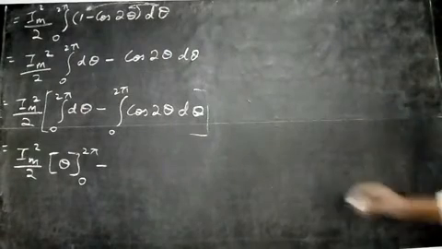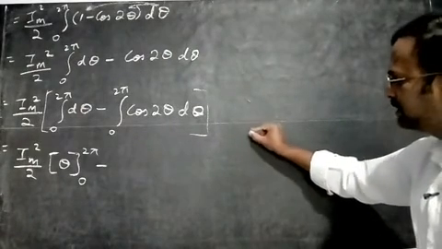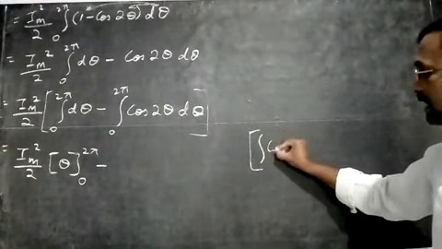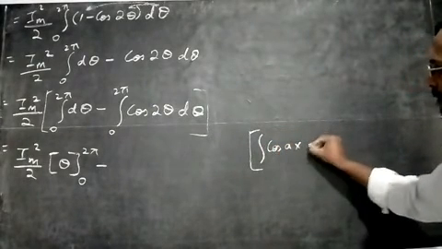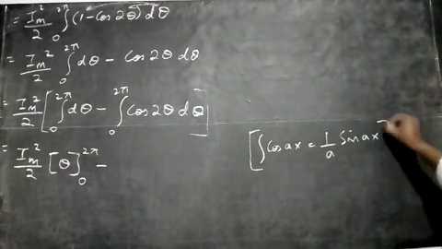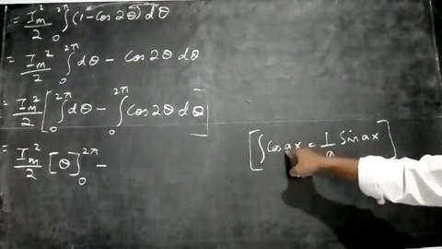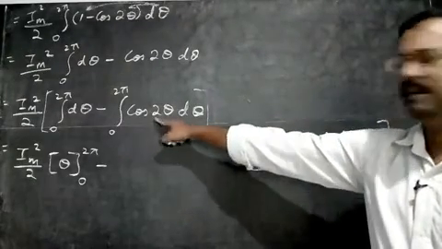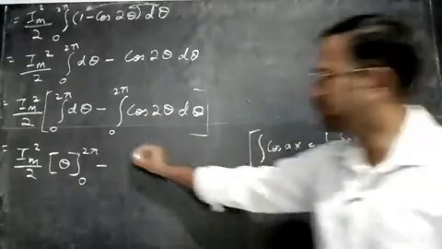Okay, so there's a formula for integration. It states that the integral of cos ax is equal to 1 by a sine ax. So this a in cos ax is what you must bring down. Here, let's say it is cos 2θ, so 2 is the a here. You can bring the 2 down. Let's see what we get here.